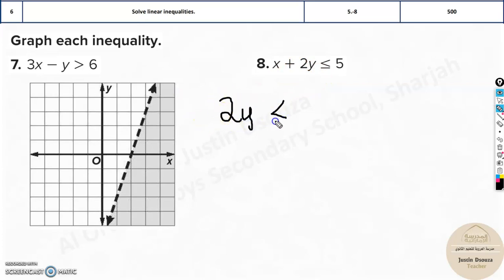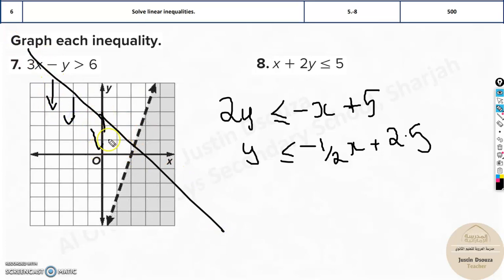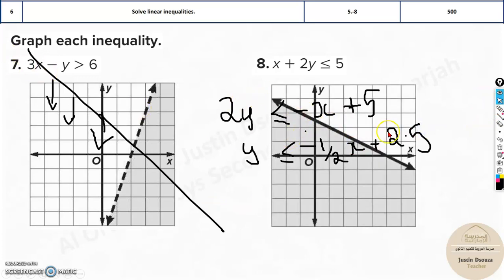2y will remain over here, less than or equal to -x plus 5. You need to divide both the sides by 2. Y is less than or equal to negative half x plus 5 by 2, which is 2.5. And the graph would be, it's y is less than, so it's downward, but negative means it's going downwards, and since it's 2.5, it's somewhere over here like this, and all the solution region is downwards. Let's check that. You can see over here it's like this straight solid line and all the solution region is downwards.